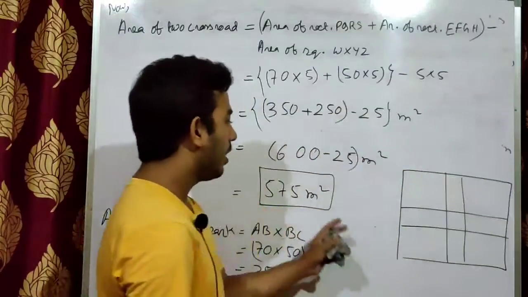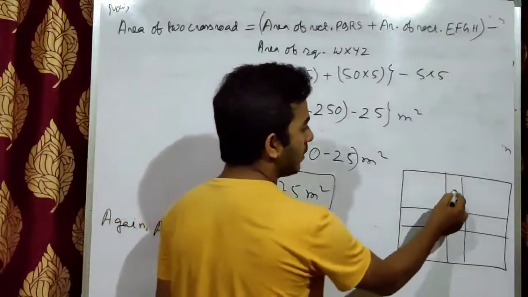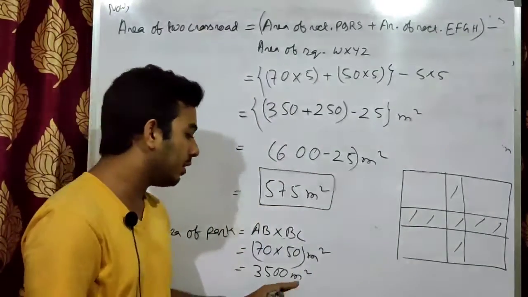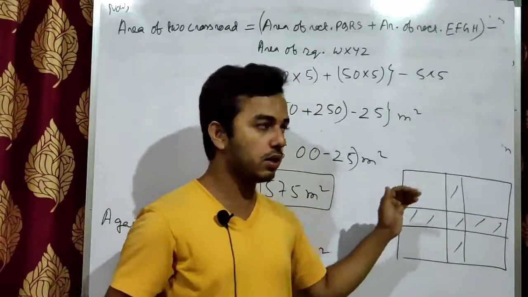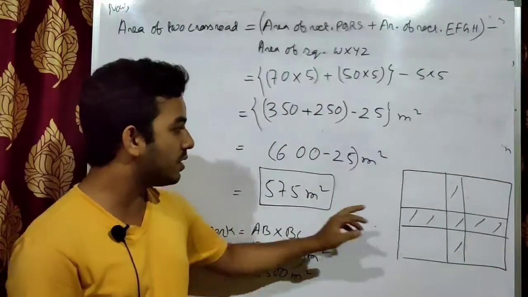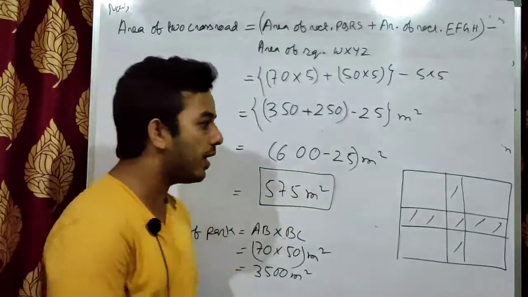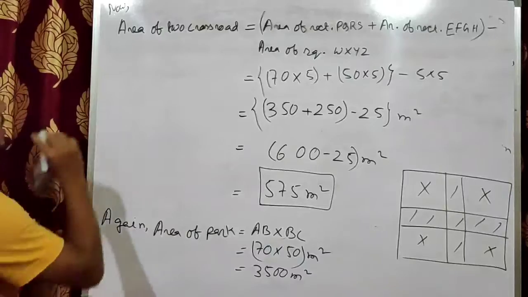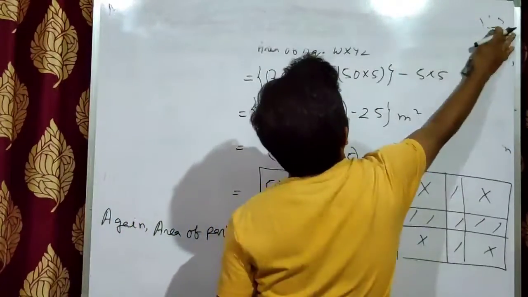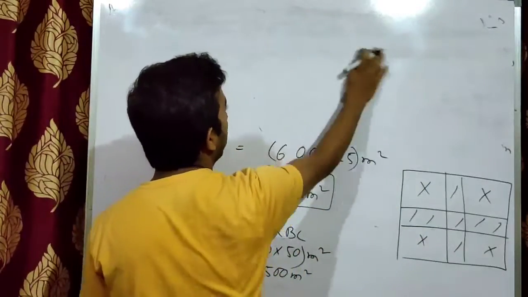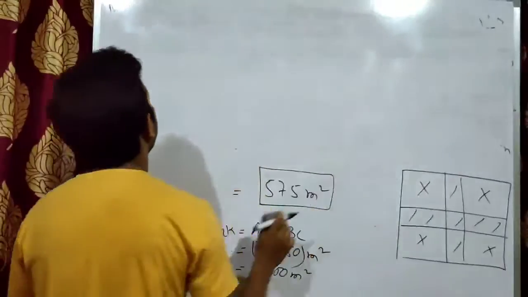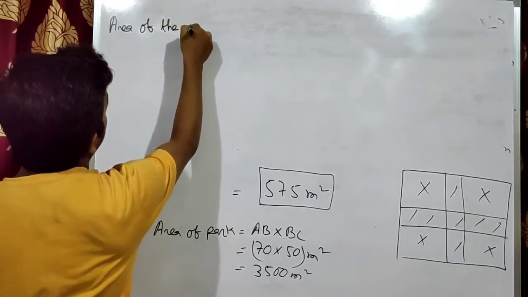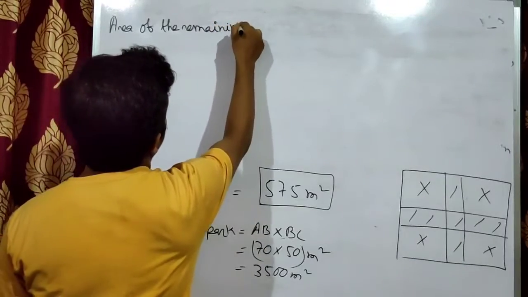So now, let me draw this diagram again. This was our required figure, right? 575 is the area of this region. Clear? And 3500 meter square is the area of the whole park. So now if we subtract area of this shaded region from area of the whole park, can we find area of the remaining region? Yes. So let us write, therefore, area of the remaining portions, right? These are the remaining portions of the park where we will plant our trees.